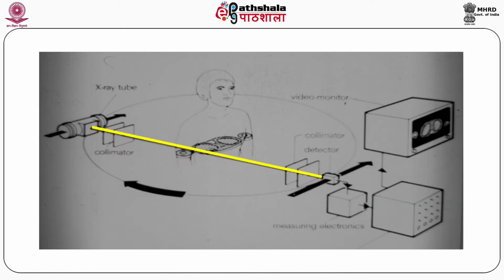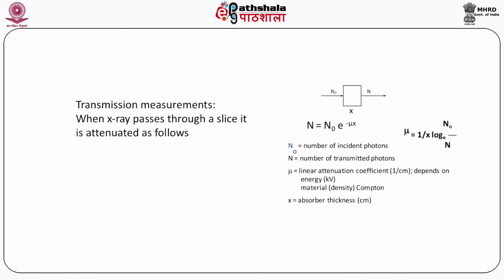Each ray or data point, as shown in this figure, is a straight line path between the X-ray source and detector. When the X-ray beam passes through one slab of tissue, you can see here that the intensity of transmitted X-ray is related to the intensity of incident X-ray, and in this case we can find out the linear attenuation coefficient.